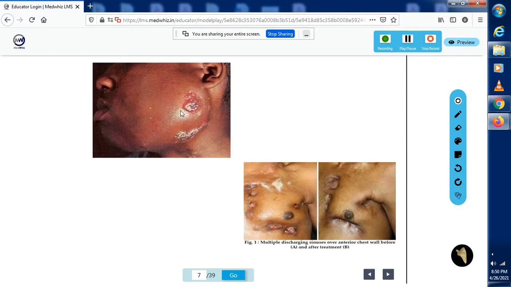In this picture you can see an abscess involving the lower jaw. And in the second picture, you can see multiple discharging sinuses present over the anterior chest wall. The first picture is before the treatment, and in the second picture it has slightly dried up, after the treatment. So this is the clinical presentation of actinomycosis. Basically, they present depending on the region. If it is cervicofacial, they present as lumpy jaw, and in other areas, mainly as discharging sinuses.